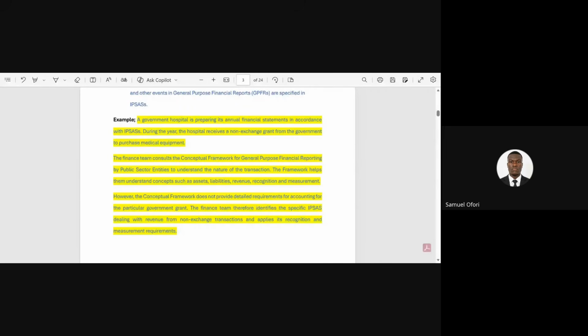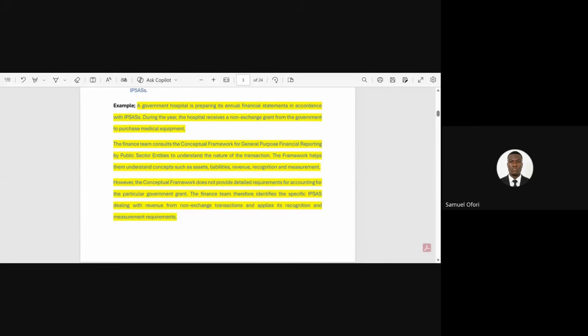I have a simple example here. A government hospital is preparing its annual financial statement in accordance with IPSAS. During the year, the hospital receives a non-exchange grant from the government to purchase medical equipment. The finance team consults the conceptual framework for general purpose financial reporting by public sector entities to understand the nature of the transaction. The framework helps them understand concepts such as assets, liabilities, revenue, recognition, and measurement. However, the conceptual framework does not provide detailed requirements for accounting for the particular government grant.